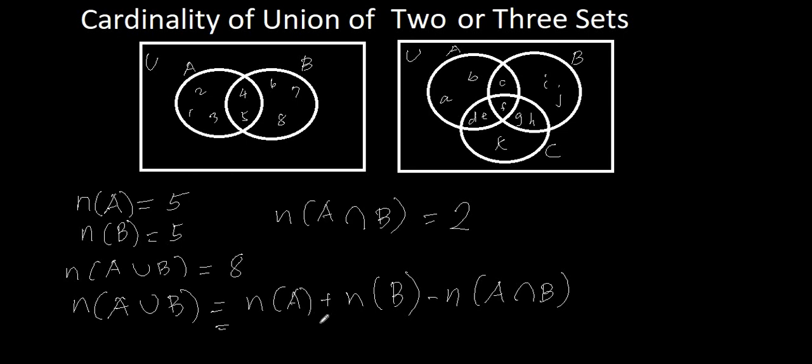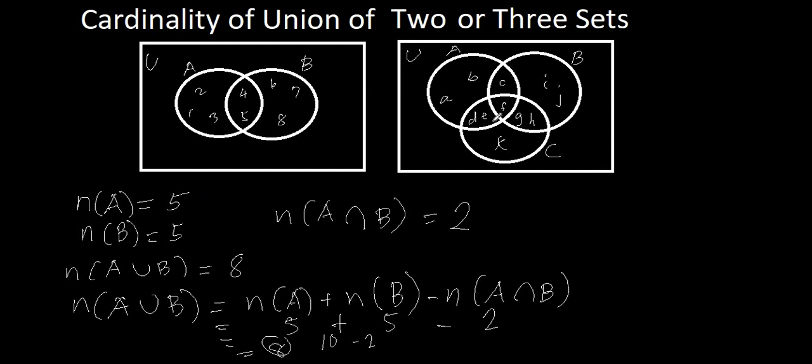Now let's use the formula to find the cardinality of A union B, which we counted as 8. Let's see if we can get 8. The cardinality of set A is 5, plus the cardinality of set B is 5, minus the cardinality of A intersection B, which is 2. So 5 plus 5 is 10, minus 2. The answer is 8. So we found the cardinality of A union B.